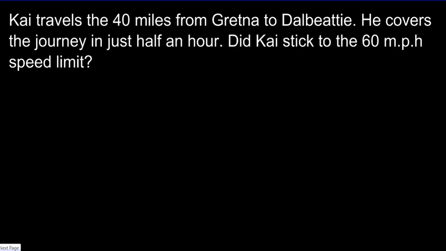Okay, one more. Kai travels 40 miles from Gretna to Dalbeattie. He covers that journey in just half an hour. Did he stick to the 60 miles per hour speed limit? So I look at a question like this and I see that I have a distance of 40 miles, I have a time of half an hour, and I have a speed of 60 miles per hour mentioned in the question. So all three variables are there.